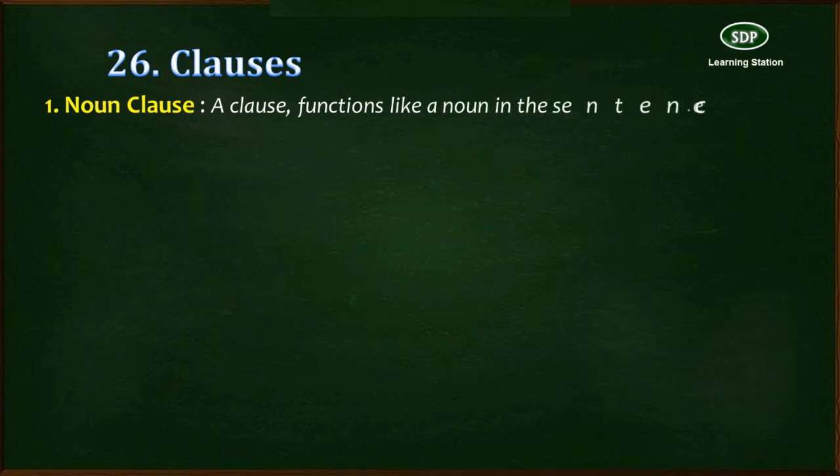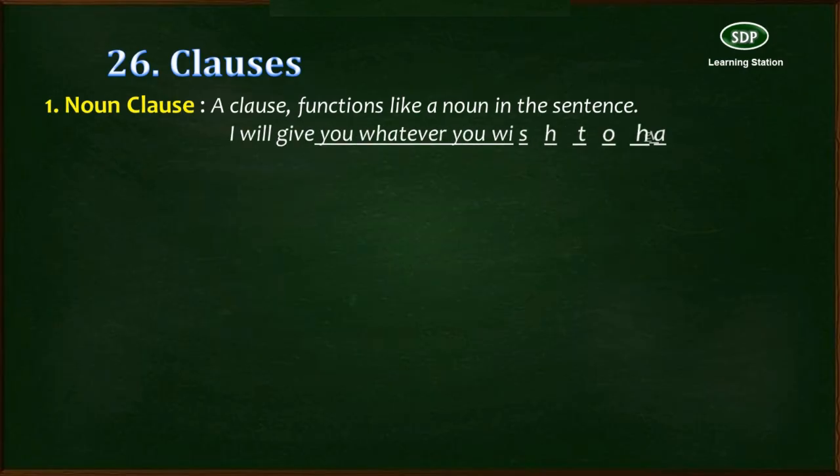1. Noun clause. A clause that functions like a noun in the sentence. I will give you whatever you wish to have. Here, I will give you is a main clause, and whatever you wish to have is a subordinate clause. It is used as a noun, so it is a noun clause. Another example. What our parents say is right. Here, what our parents say is a noun clause.